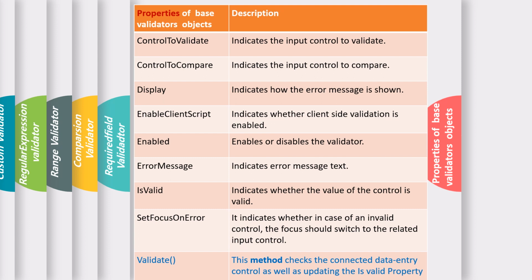Is valid indicates whether the value of the control is valid, and set focus indicates whether the focus is to be retained in the same control or not. Apart from these properties, there is also a validate method associated with these particular controls. This method checks the connected data entry control as well as updating the is valid property.